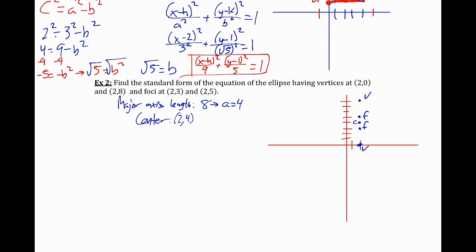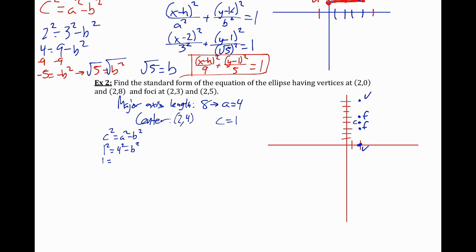Now, the other part we need is the c value, which is the distance from either focus to the center, and that's just the distance of 1. So we can use that information to find the b value that we're going to need for our equation. So we have c squared equals a squared minus b squared. Again, not quite the Pythagorean theorem. Our c squared, we have 1 squared. A, we figured out was 4, so we have 4 squared minus b squared.